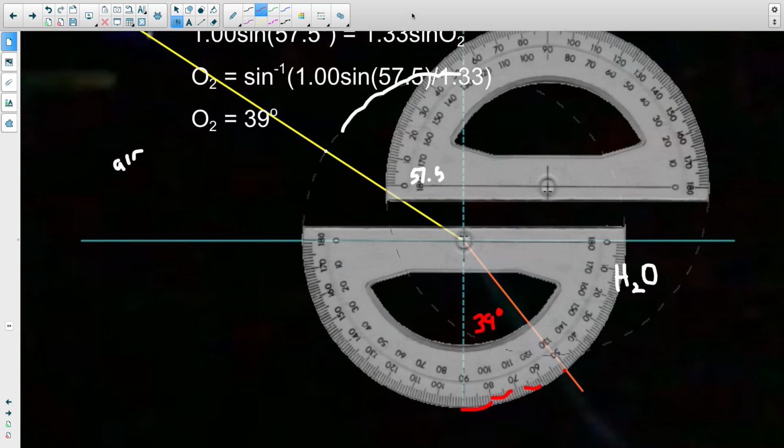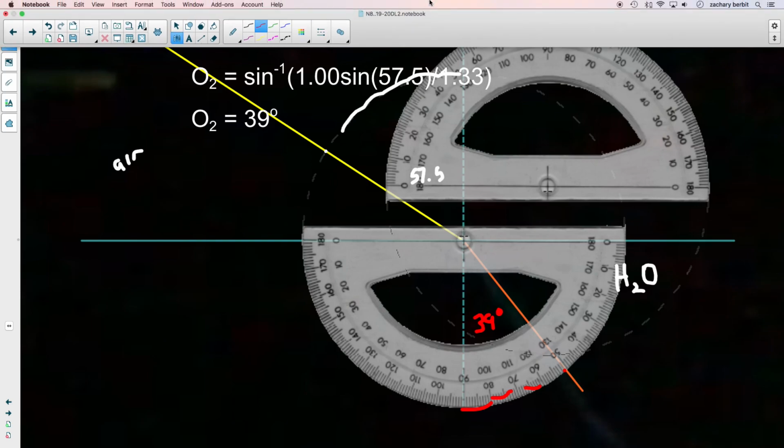Pretty cool. All right, try to do those calculation problems, and then next lesson we'll get on some of the fancy stuff.